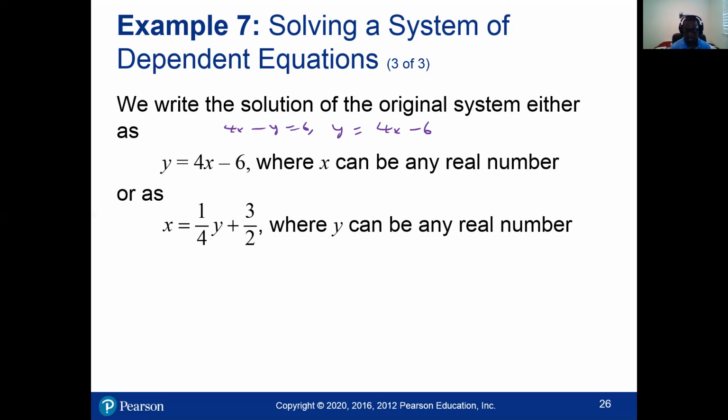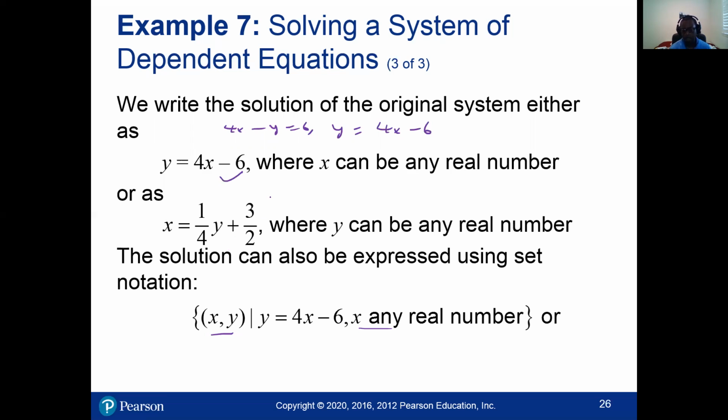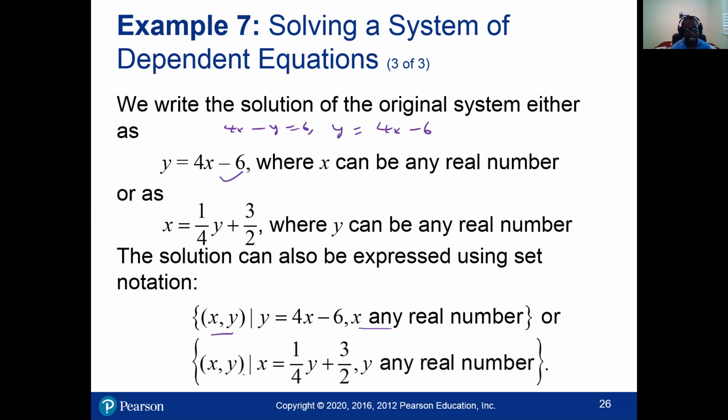The way we write this solution, we express it in this form: an ordered pair such that y is equal to 4x minus 6 for any value of x. That's for the first one. Or we can say that x is equal to that equation for any value of y. Sometimes we write them in this form because it's an ordered pair. For the first one, if I know x, my y is 4x minus 6. So that's an ordered pair.